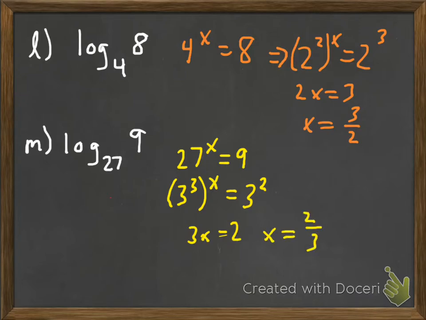Alright, last thing I'll do with these, really there was no x in these expressions that I was trying to evaluate, so I'm going to write my answer a little bit differently than what I did right there. We'll just say that log base 4 of 8 equals 3 halves, and that log base 27 of 9 is equal to 2/3. That's how you evaluate logarithms.